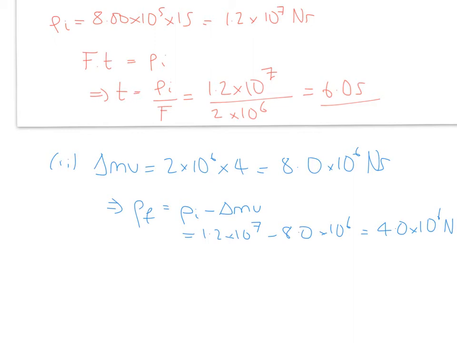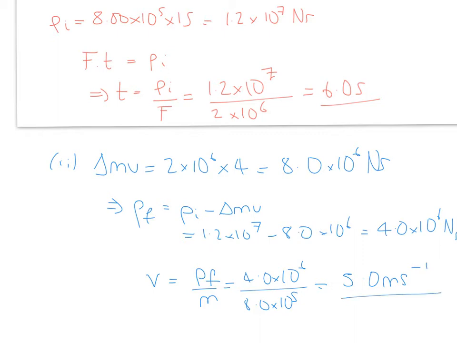And then, so if we seconds. So then the final velocity is going to be the final momentum divided by the mass. So 4 times 10 to the 6 divided by 8 times 10 to the 5. So it's going to be 0.5 times 10 to the 1, so that's going to be 5 meters per second, which, given that it was applied for 2/3 of the time, it's lost 2/3 of the velocity. That kind of makes sense.